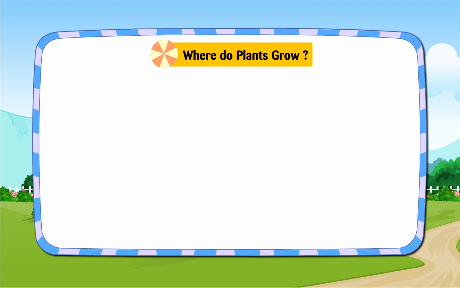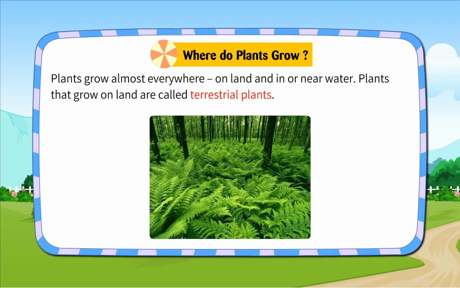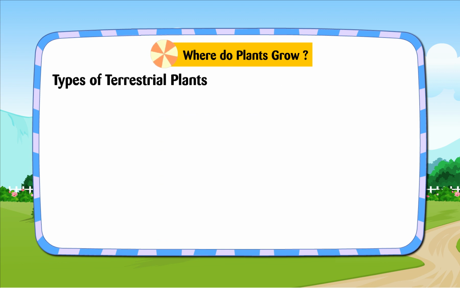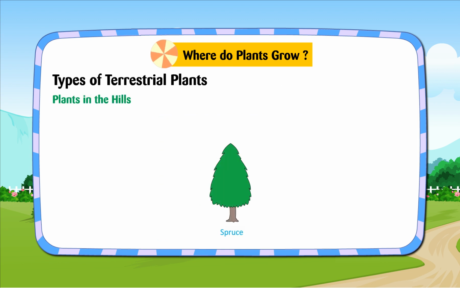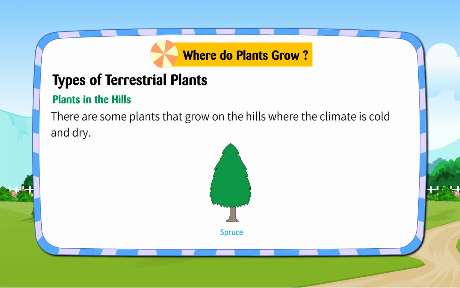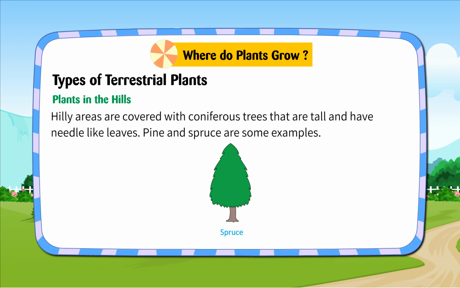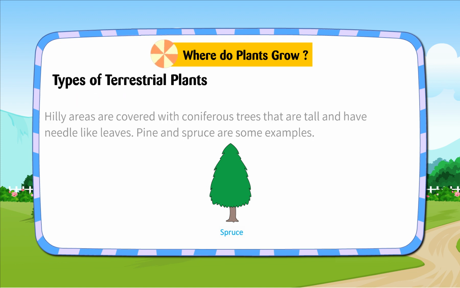Where do plants grow? Plants grow almost everywhere, on land, in or near water. Plants that grow on land are called terrestrial plants. Types of terrestrial plants. Plants in the hills. There are some plants that grow on the hills where the climate is cold and dry. Hilly areas are covered with coniferous trees that are tall and have needle-like leaves. Pine and spruce are some examples.